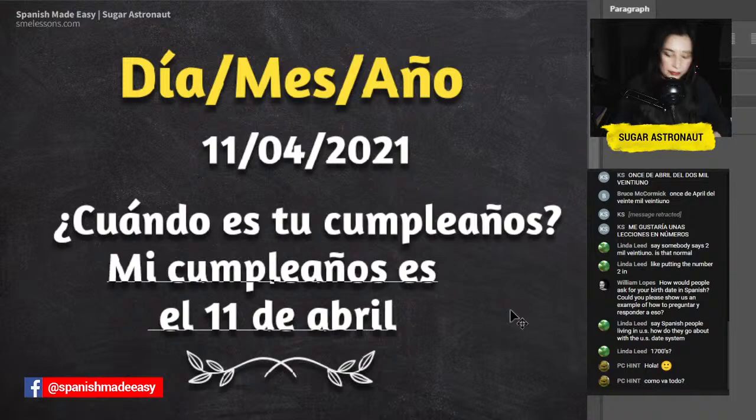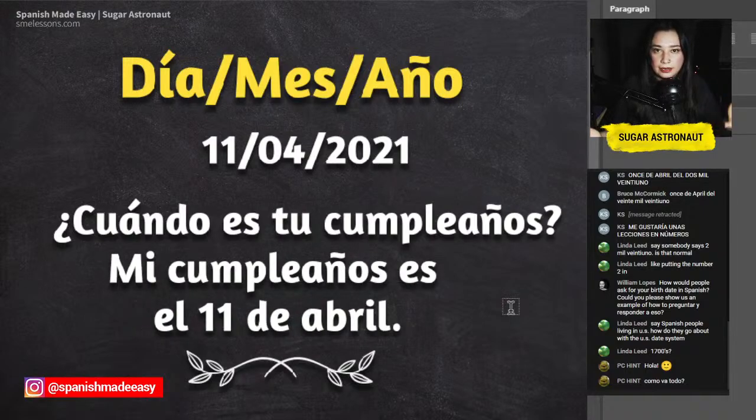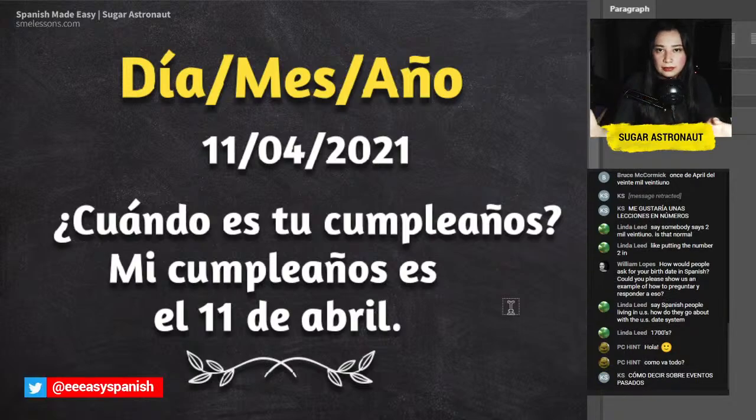You don't have to say the year, because you don't say that when someone is asking you about your birthday, right? You just say it's, I don't know, January 15th or something like that. But in Spanish, you will follow the order, day and month, okay? Don't include the year. You don't have to. So you can say, mi cumpleaños es el 11 de abril, okay?